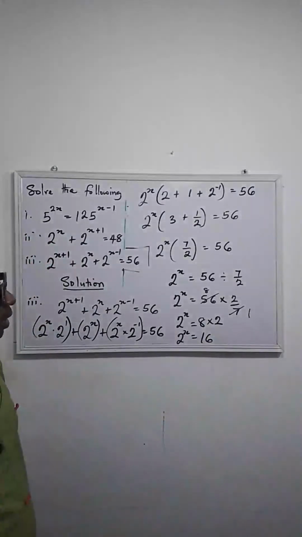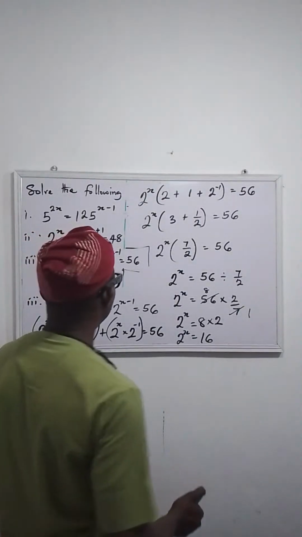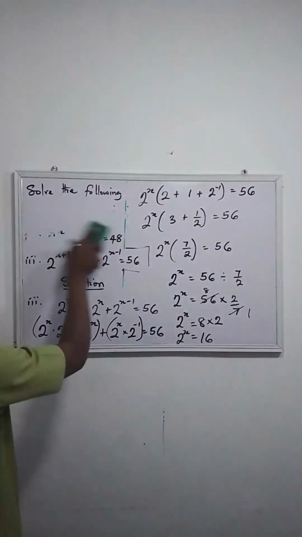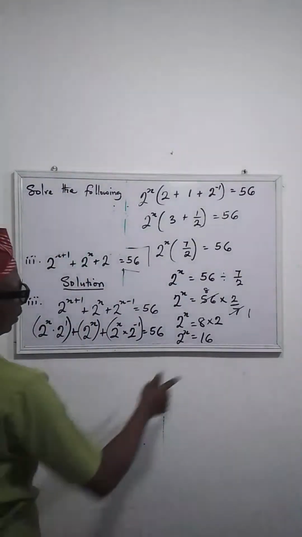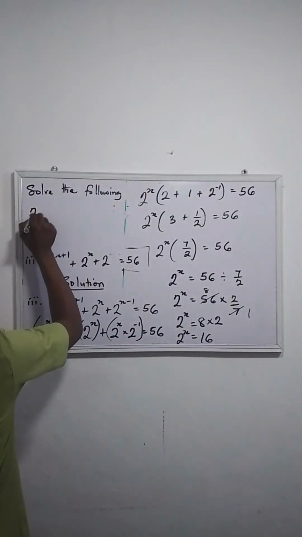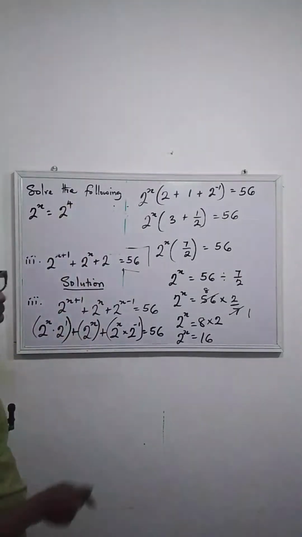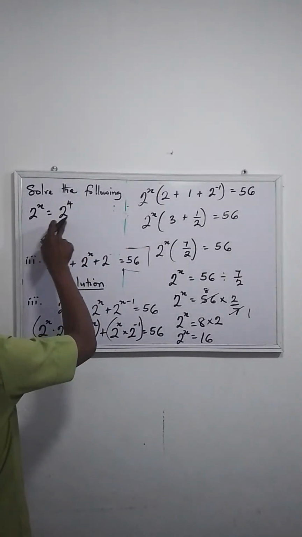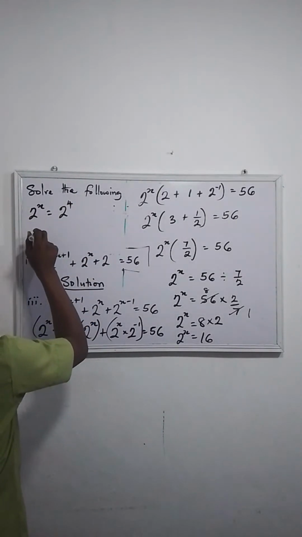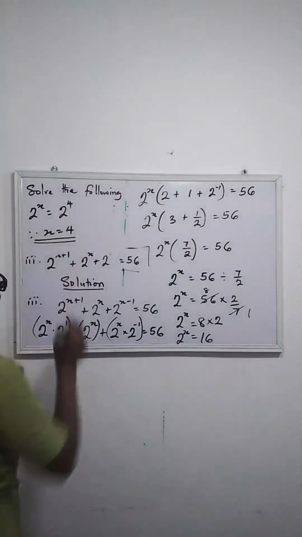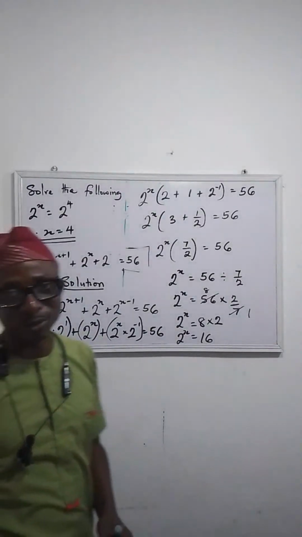Now when you express 16 in index form, that is 2 raised to the power of what? 4. So we have 2 raised to the power of x equals 2 raised to the power of 4. Now, since we have the same base, you can equate the powers. So therefore, x equals 4. So that is the answer to the problem.